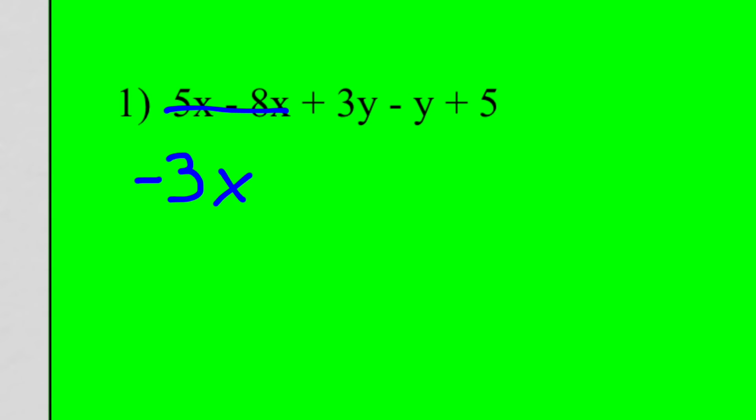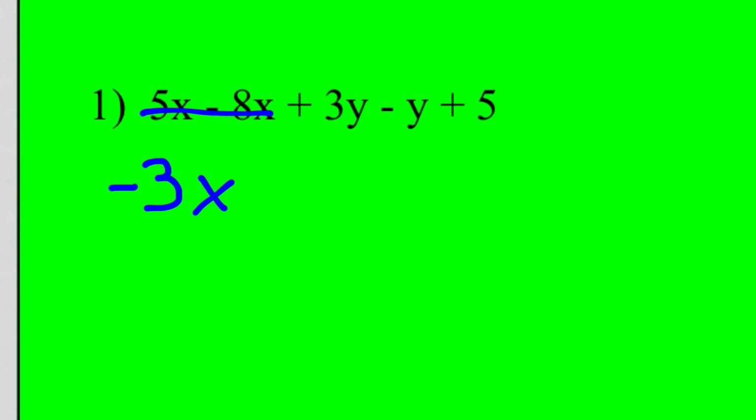So I simplified those. Now this is 3y minus 1y. The signs are different, so I subtract. 3 minus 1 is 2. And I have more positives than negatives, so positive 2y. Now look at this. I also have a plus 5. That does not have a variable part, so we can't combine it with the others. We can just keep it separate.